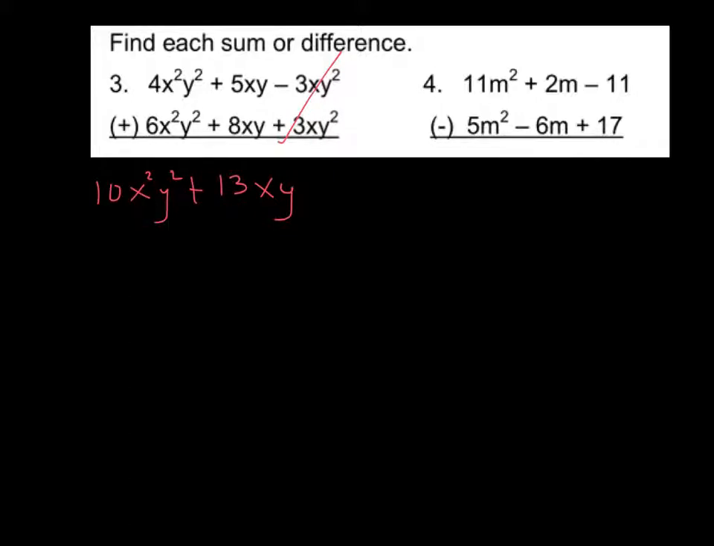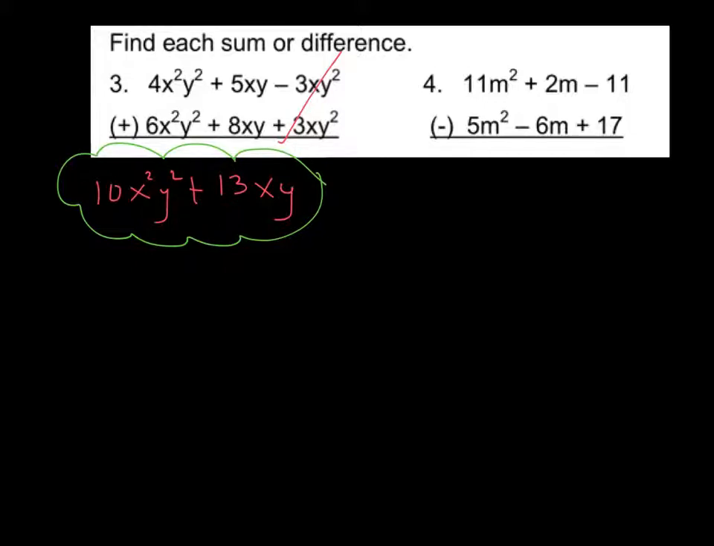So notice in order to add or find the sum, all I'm doing is working with the coefficients of my numbers and bringing my variables down. Okay? So that is addition. Now finding the difference, or subtraction, is a little bit different. When you subtract, you have to add the opposite. So that means that I need to distribute a negative to each of my terms.